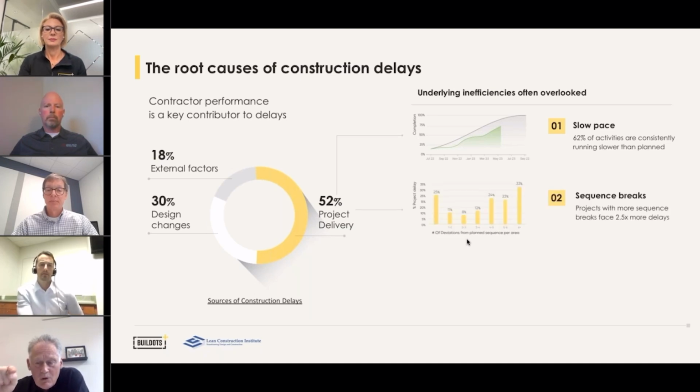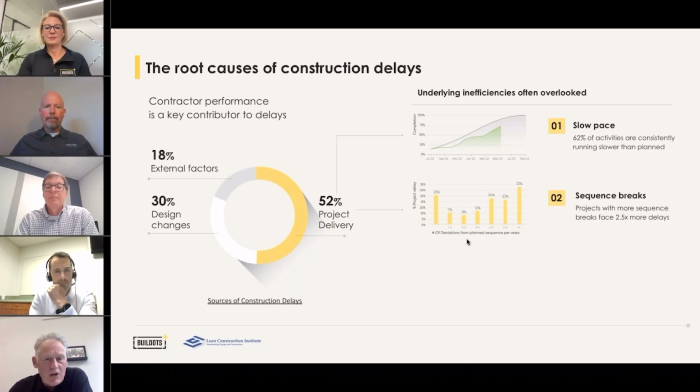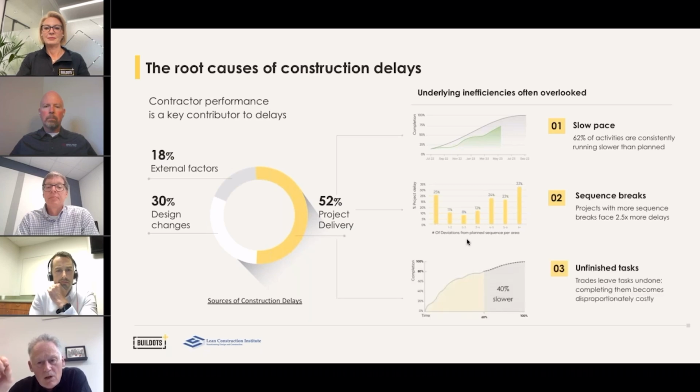Sequence breaks. One of the lean principles obviously is all about the fact that you've got to make efficient use of resources. And here, what we see is where there's a stop in the sequence and they're having to return in areas, or they're moving into areas that they shouldn't have been working in necessarily, we have a major impact on the delays in that project. And that again is data that you can only get by looking at where resources are, where they're working, and how frequently they're working.